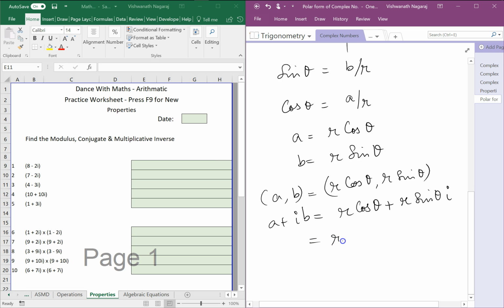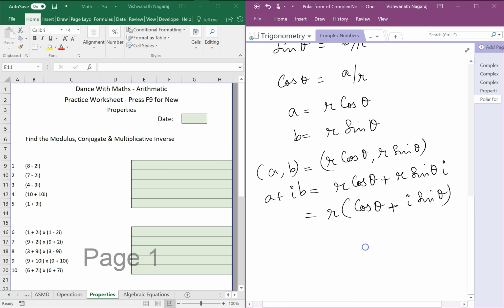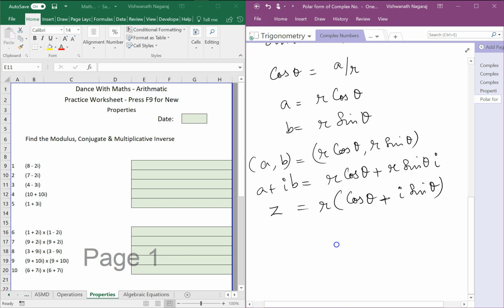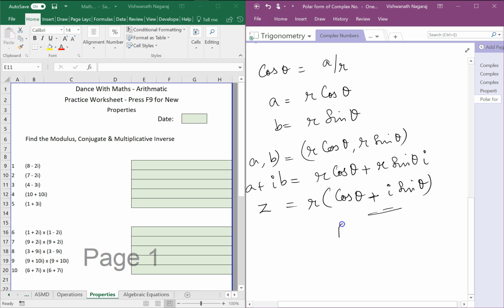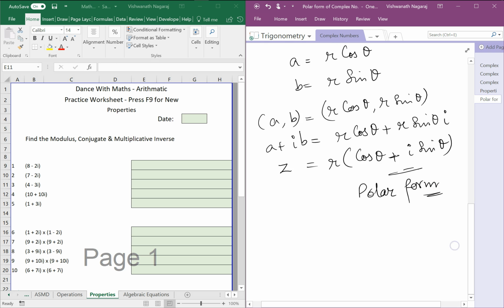Okay, so let's take out the common term. So r, cos theta plus i sin theta. A plus ib is nothing but the complex number. So this is called the polar form of the complex number.